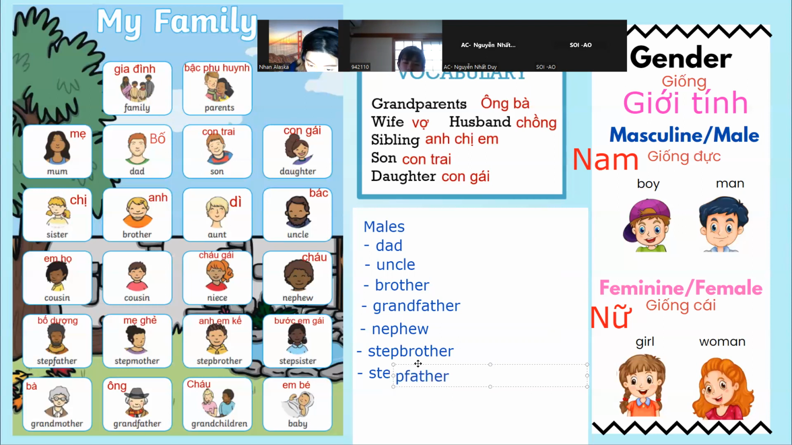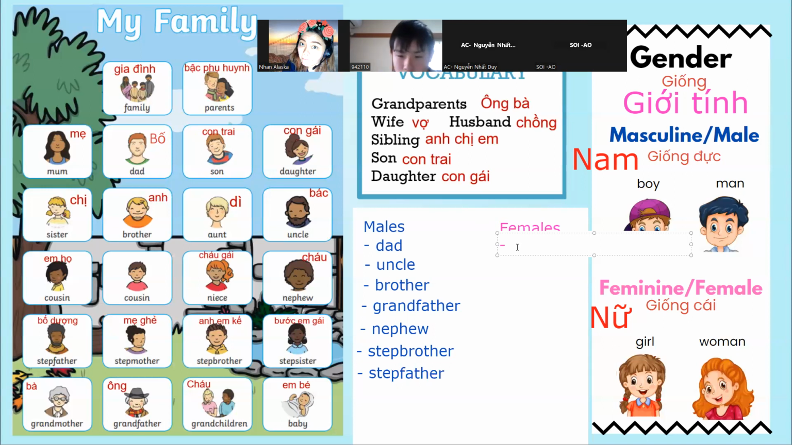Again, they are called males, right? How about if you help teacher, who are the females? Who is the opposite of dad? Dad is, the opposite of dad is mom, right? Who is the opposite of uncle?